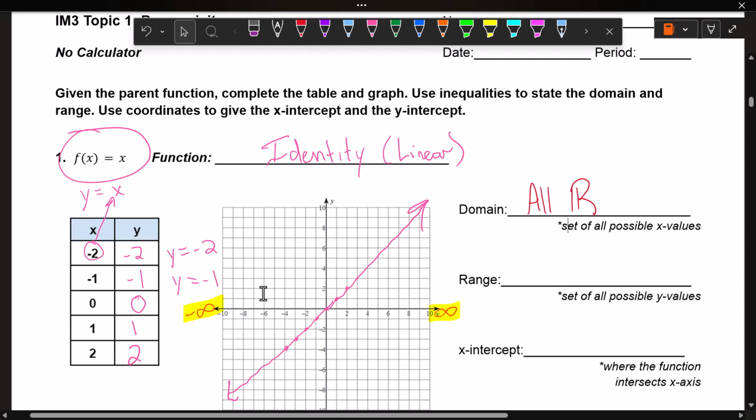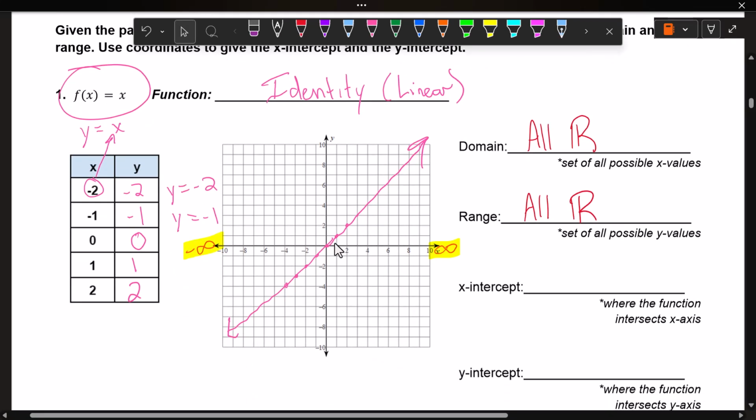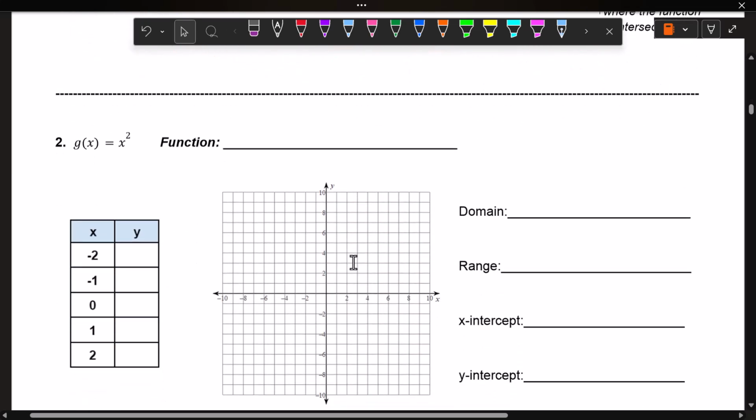Our range, well, it's the same as the domain because y equals x, they're the same. So it's also all real numbers. And that's because this graph keeps going up to positive infinity forever and down to -infinity forever because it's a line, it doesn't stop. Our x-intercept and y-intercept are both (0, 0), our origin, because that's where they cross the x-axis and the y-axis. So that's our linear function or identity function.